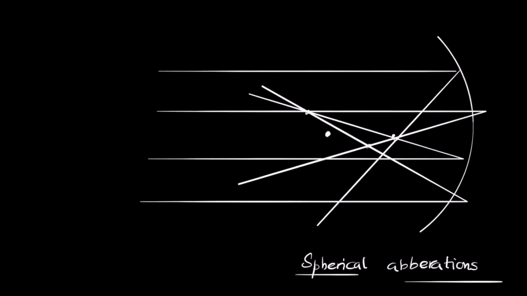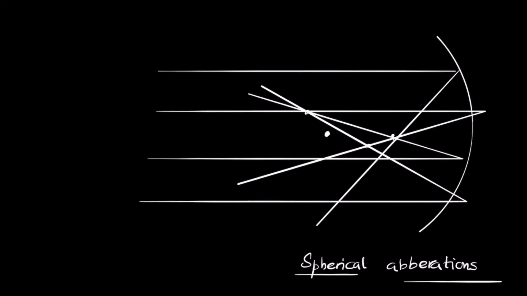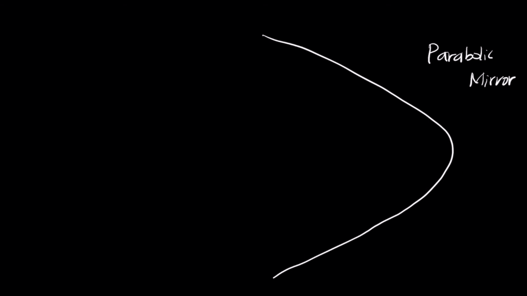So to stop this from happening, we use parabolic mirrors. What is the advantage of a parabolic mirror over a general mirror? This is how a parabolic mirror looks like. Let me draw it much more clearly. So this is what a parabolic mirror looks like. The advantage is that in a parabolic mirror, the focus is actually inside the curvature, so it resides close to the surface.